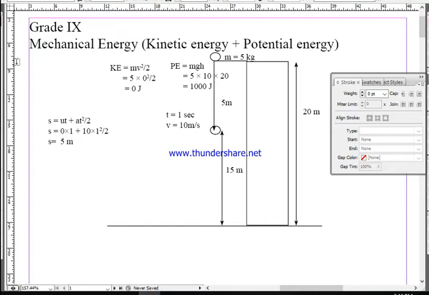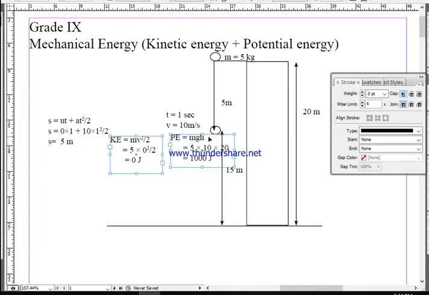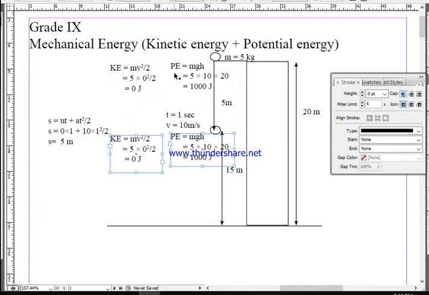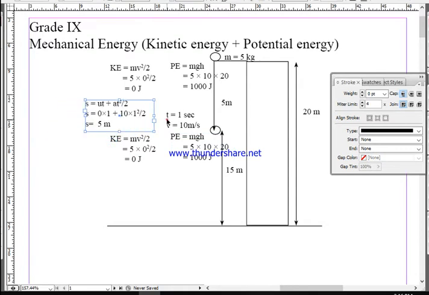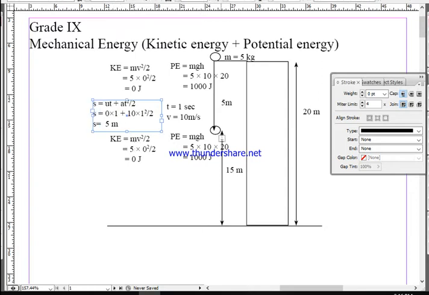Now at this position, let's calculate its potential energy and kinetic energy. You do not need to take note on this one, this one is only for understanding. Here, since it is at 15-meter height, what will be its potential energy? It is at 15-meter height, means 15 times 5, 75. 15 5s are 75, 0, 750. It has 750 joule of potential energy.